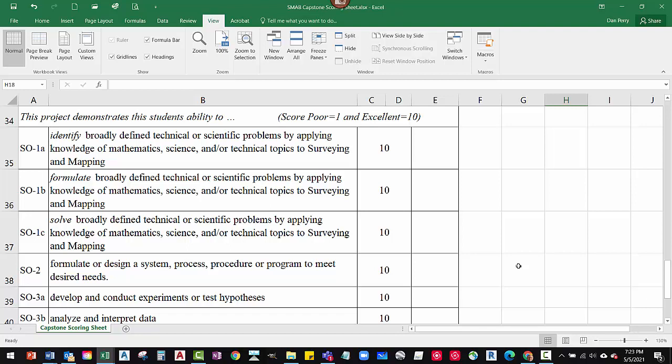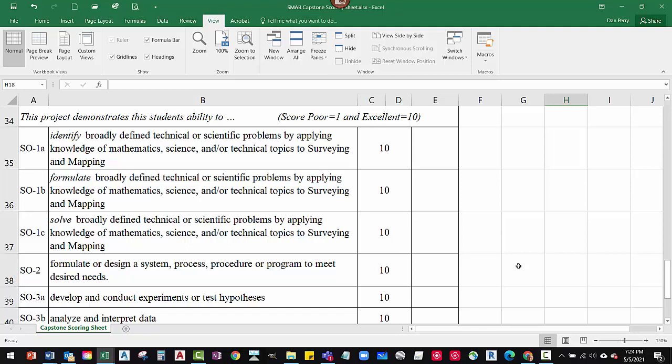So again, identify the broadly defined technical or scientific problems by applying knowledge of mathematics, science, and or technical topics to surveying and mapping. So kind of breaking it out a little bit more for you here. In this case, it's going to be identify. So broadly defined technical, we don't really do too much scientific necessarily. So mostly it's going to be technical. So define technical, and we're applying math and some science, but usually technical topics. So applying the knowledge of math and technical topics to surveying and mapping.